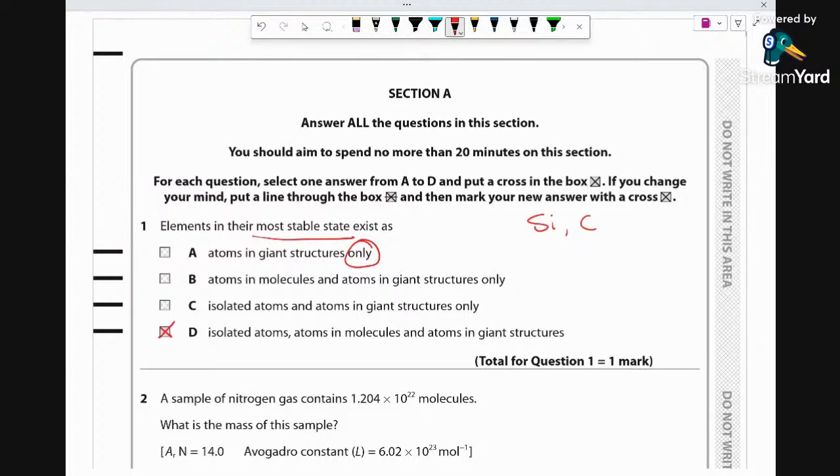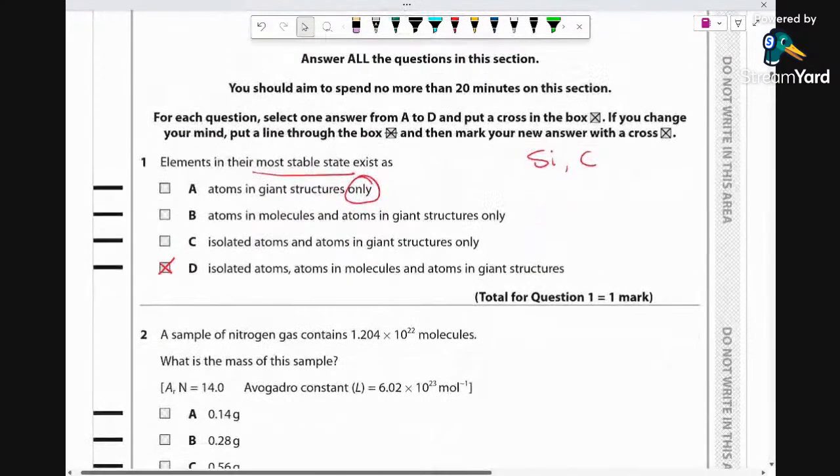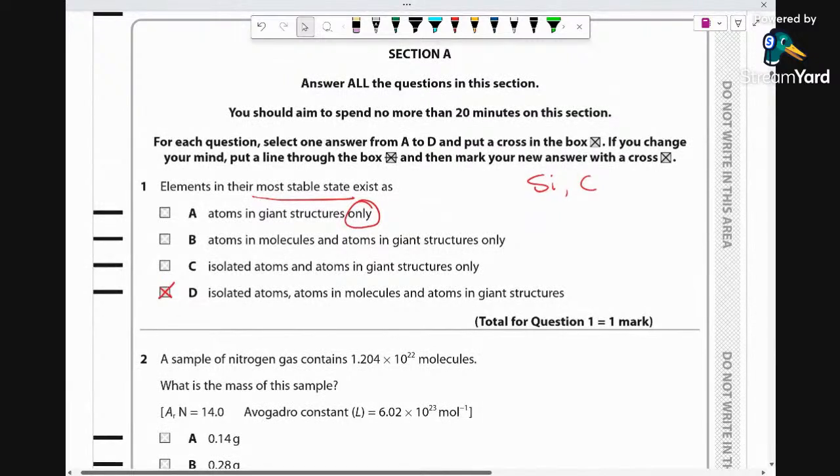Now, there'll be students out there who will probably want to choose maybe giant structures only, thinking that it's going to be the most stable. But actually, the most stable elements out there are the noble gases.